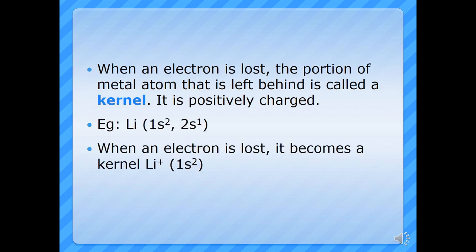We'll take lithium as an example to understand this. The electronic configuration of lithium is 1s2, 2s1, and when one electron is lost from this lithium, it becomes lithium plus ion. This lithium plus is what we call a kernel, and its electronic configuration will be 1s2. So in this lithium metal lattice, the kernel will be Li plus.